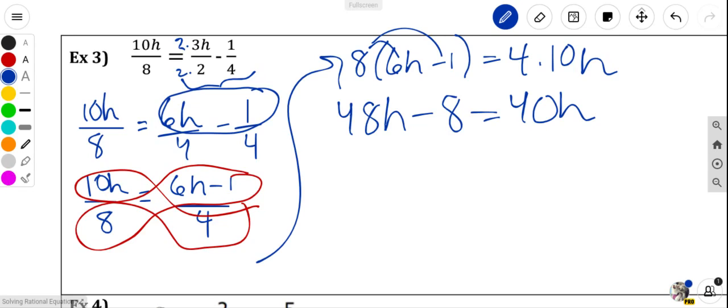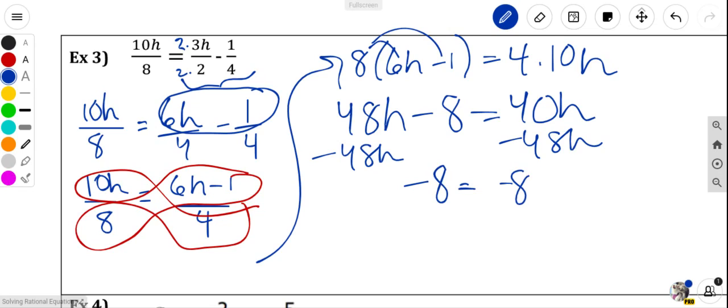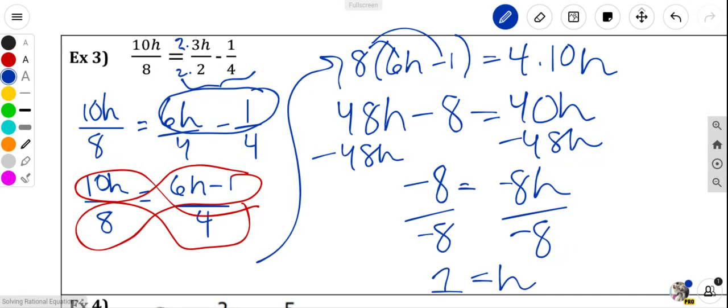All right, so now we need the h's on the same side. So I'm going to bring this 48h over to the right by subtracting. So then we have negative 8 equals negative 8h. Lastly, we're dividing by negative 8. So we get h equals positive 1. Okay, and that's our answer for number 3.